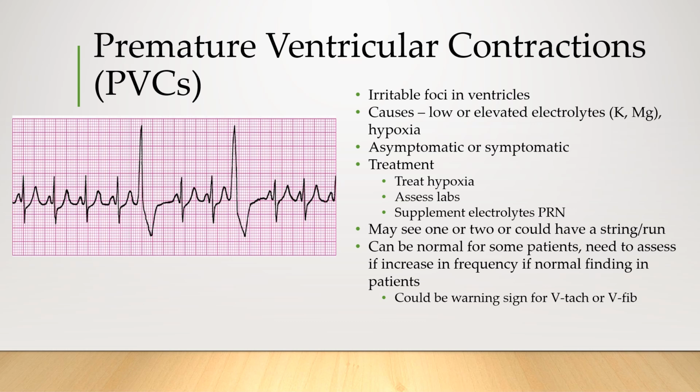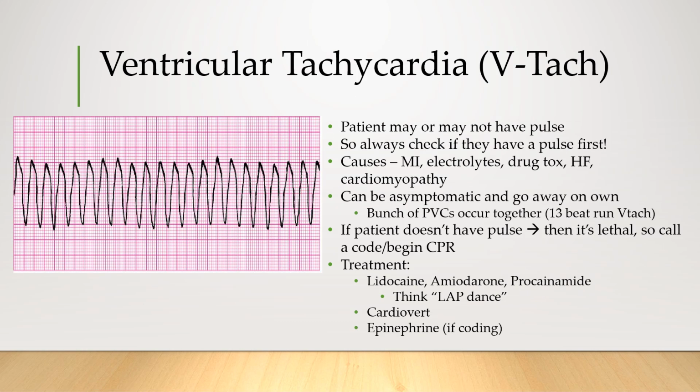Premature ventricular contractions, better known as PVCs. If the patient gets a lot of them, we might be worried about VTAC coming on, but typically a patient could get one or two. We all get one or two in an hour or in a day, and we just continue to monitor as normal. Nothing's going on.